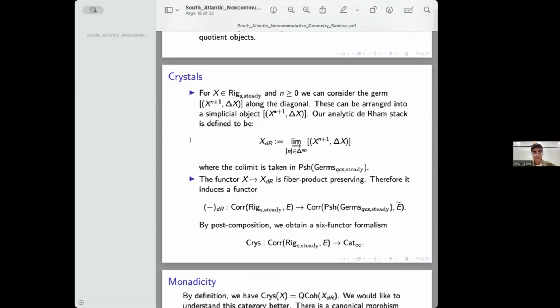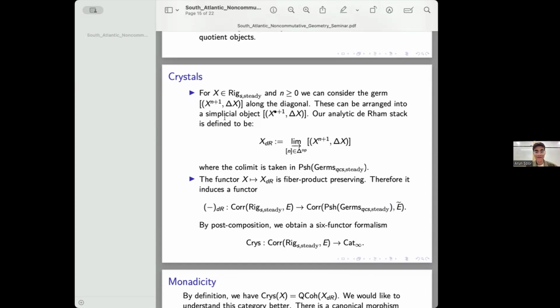Okay. So for a rigid space X and any integer n greater than or equal to 0, you can consider this germ, which is X cross X cross X, n plus 1 times. And then there's an obvious closed subset of this, which is just given by the diagonal. So we obtain this germ, X^(n+1) with the diagonal, right?